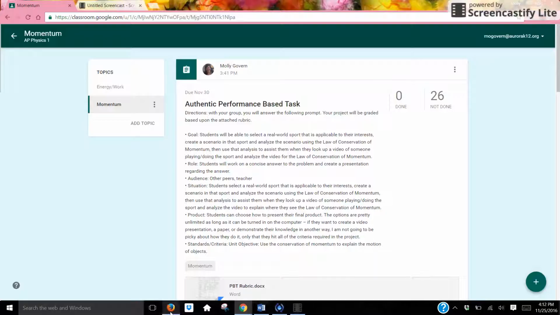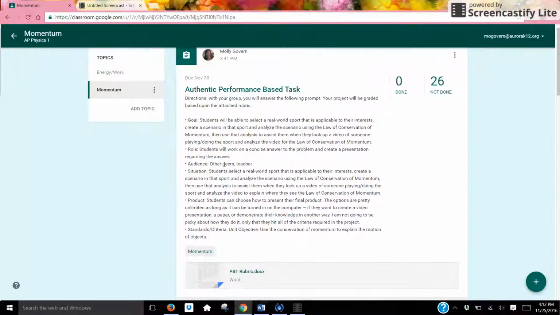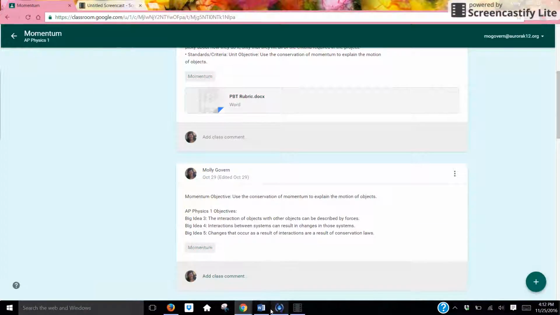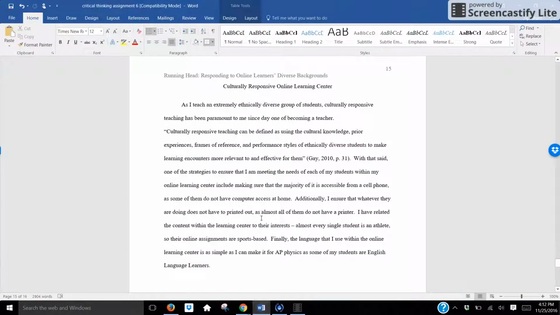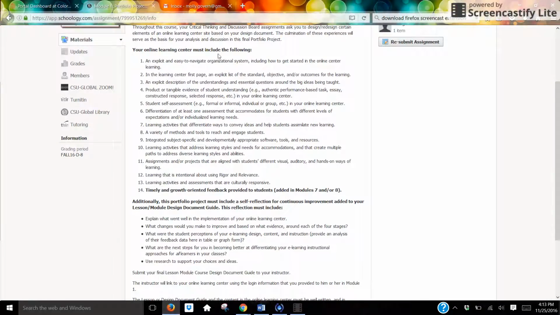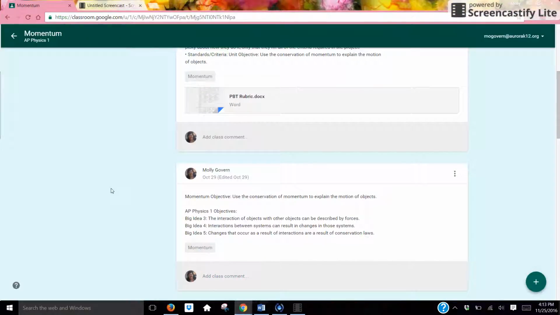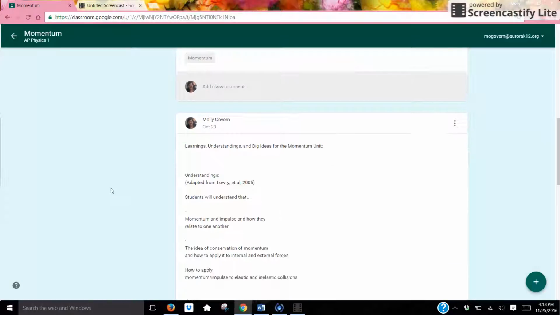Learning activities and assessments that are culturally responsive. So in critical thinking assignment 6, first off, everything that they can do, they can finish on a cell phone. So even that virtual lab, they are able to get to that information if they're on their phones, because a lot of them don't have computers.